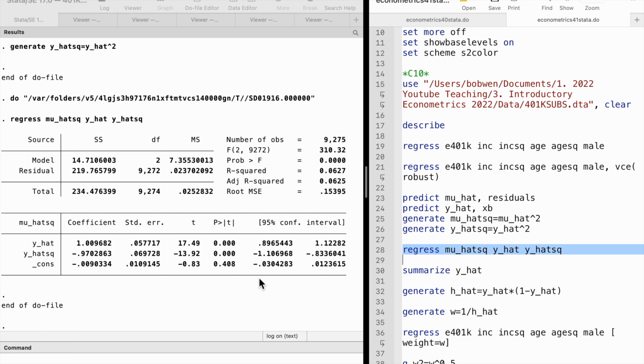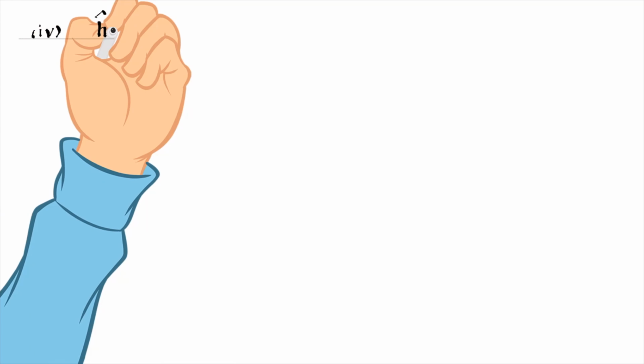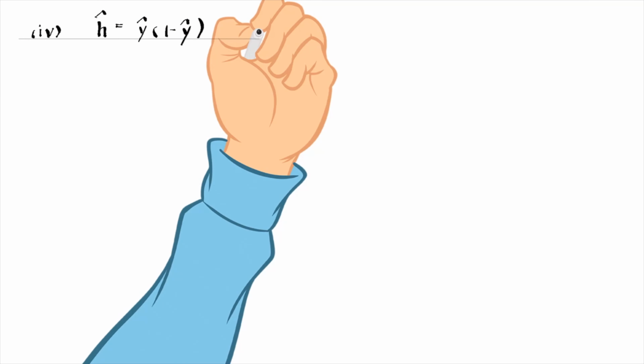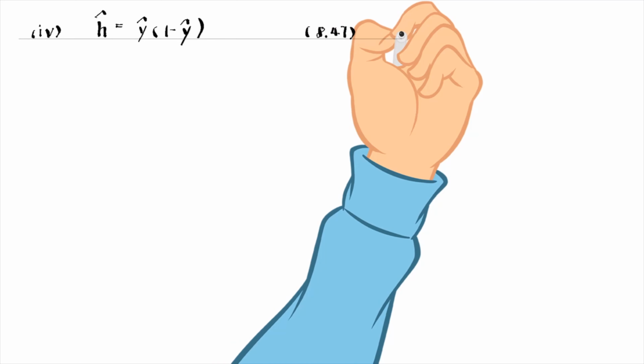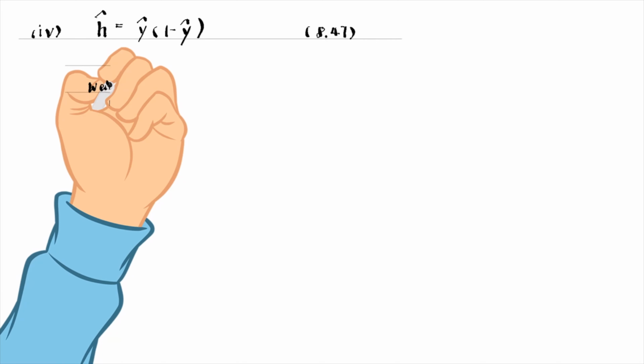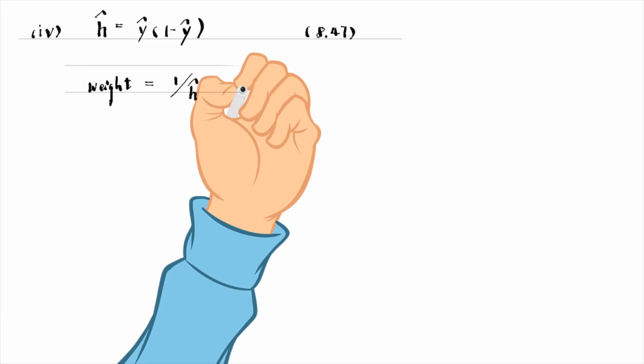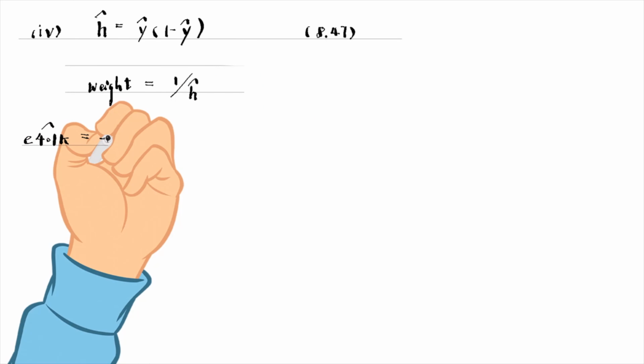In Part 4, we verify that the fit values are all between 0 and 1. We generate the h hat equal to the fit values times 1 minus the fit values. Then we create the weight equal to the inverse of it. Finally, we run the linear probability model by weighted least squares.